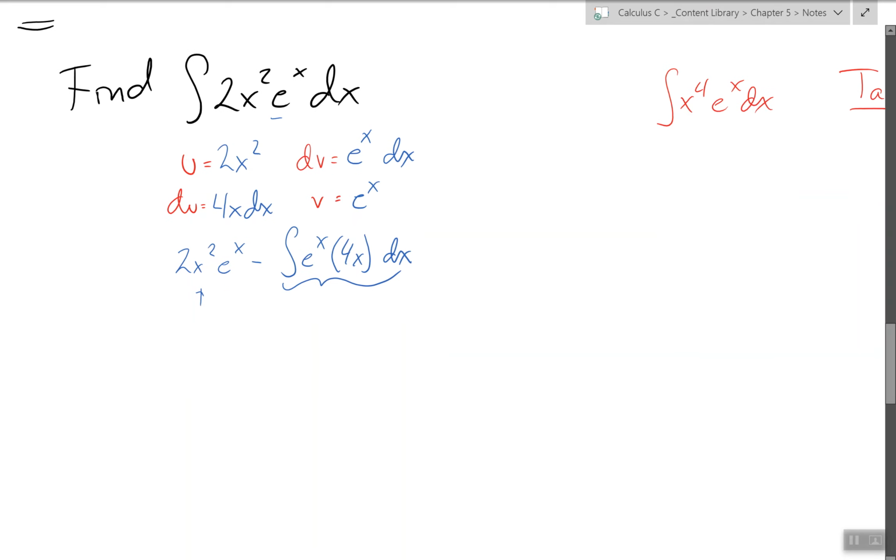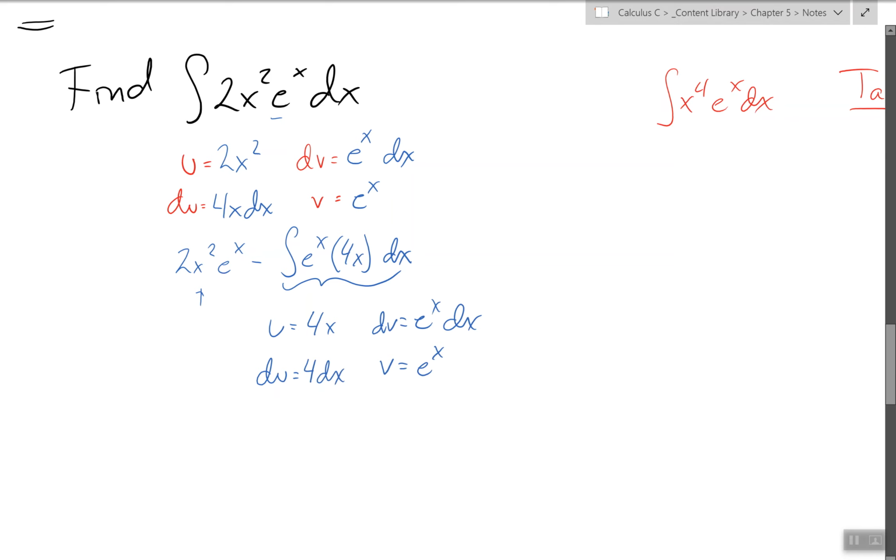So we do the same setup again. Don't get confused. This is a different u. If you want to use like u sub 1, v sub 1, whatever that might be, go for it. I'm pretty comfortable using the u again. Just don't get confused. So u has to be the algebraic function again. dv has to be e to the x again. So v is e to the x, and du is 4 dx.